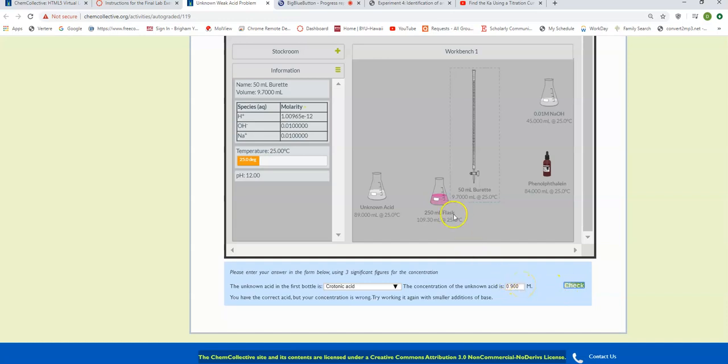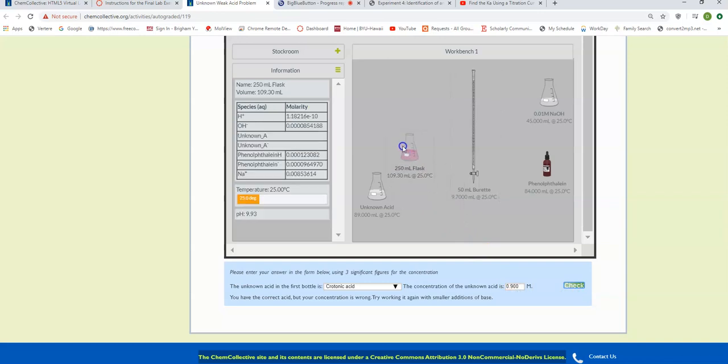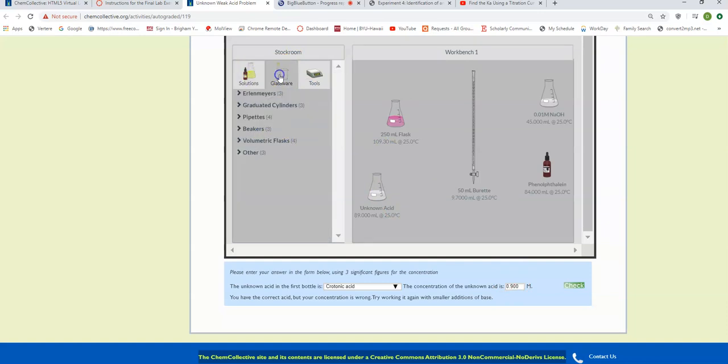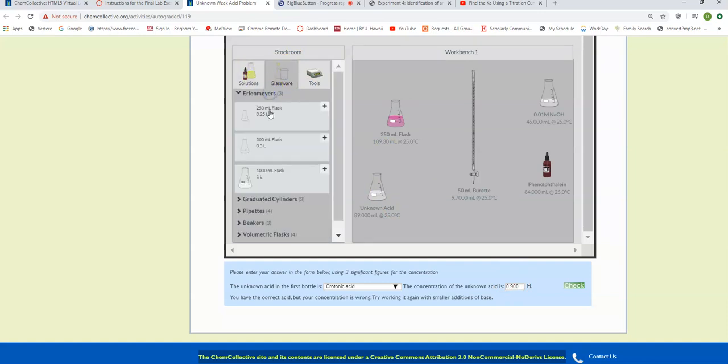So this is probably the problem. We have a couple more chances. You have the correct acid, but your concentration is wrong. Try working on smaller additions. Yeah. So we're probably slightly off here. So what we're going to do this time is we'll repeat it with another Erlenmeyer flask.